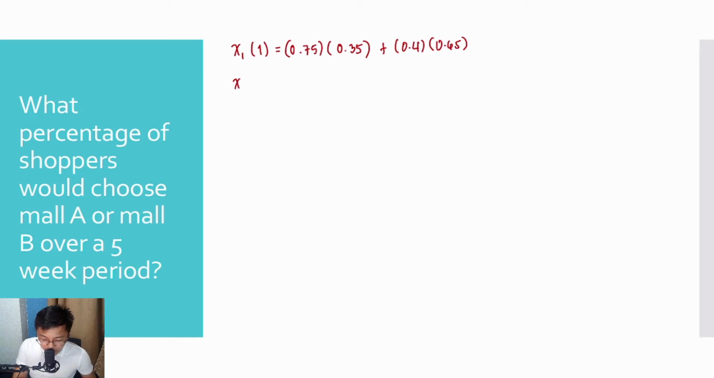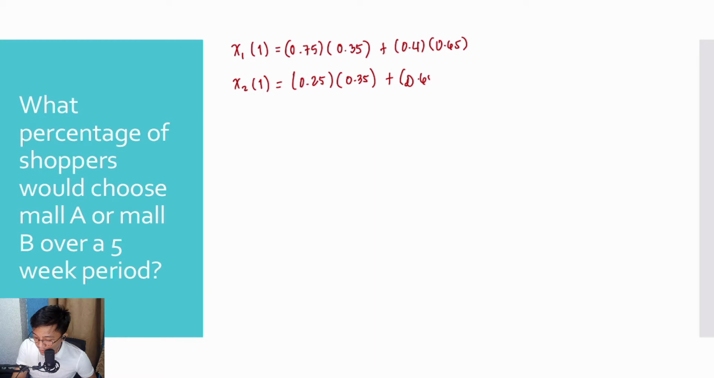And for Mall B, after 1 week, what's the percentage of the people that will transfer from Mall A to Mall B? It's 25% of the shoppers from Mall A, and then 60% will remain of the original shoppers of Mall B.